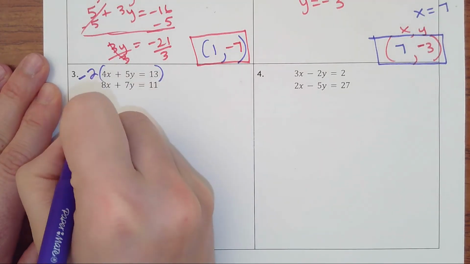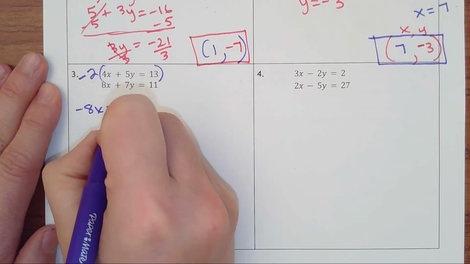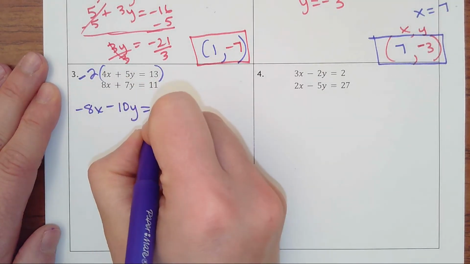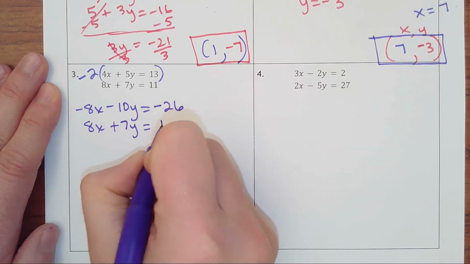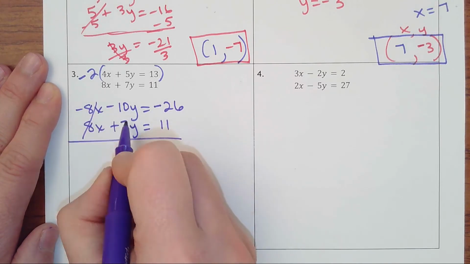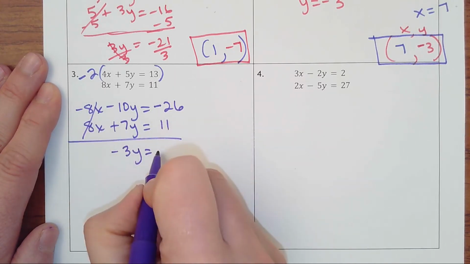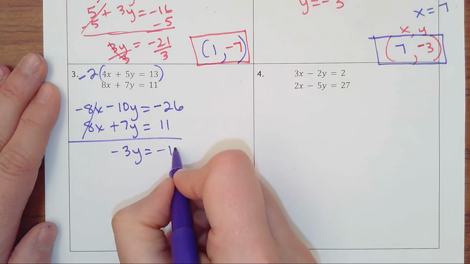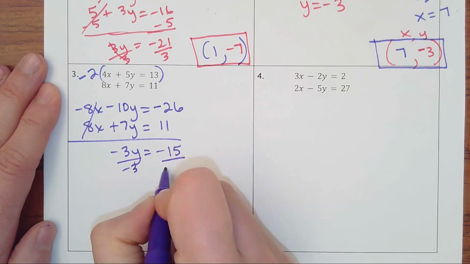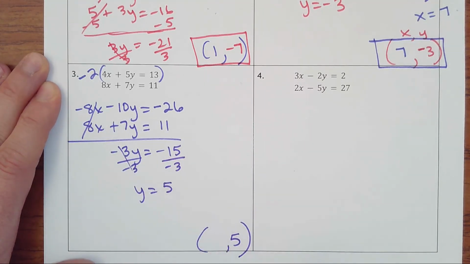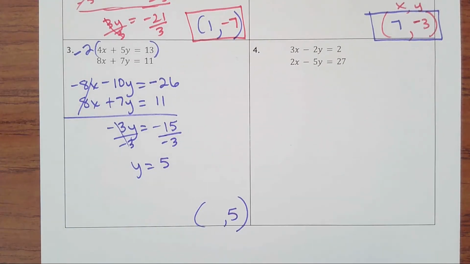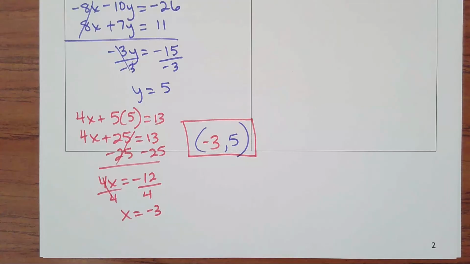Negative 2 times 4x is negative 8x. Negative 2 times 5y is negative 10y. Negative 2 times 13 is negative 26. Bring down the other equation. The x's cancel. Negative 10 plus 7 is negative 3y. That would be negative 15. Divide by negative 3. Y is 5. Okay, I'm going to let you pick one of the equations to plug it back into. Let's see if we get the same answer. I picked the top equation, plugged it in for y, and I ended up getting x to be negative 3.